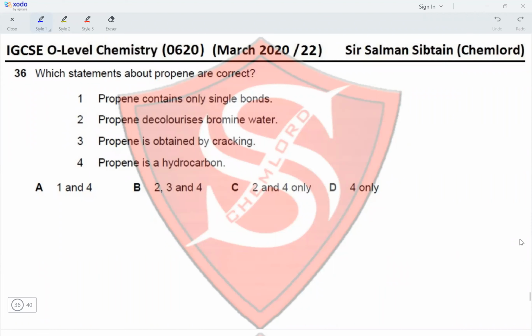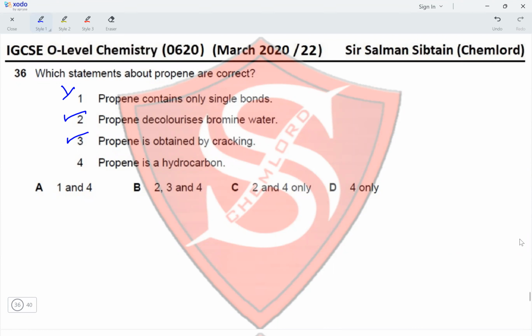Question 36. Which statements about propene are correct? Propene contains only single bonds, then it would have been called propane, not propene. So this is incorrect. Propene decolorizes bromine water. Yes, propene is an alkene, and alkenes decolorize bromine water. Propene is obtained by cracking. Yes, cracking produces smaller fractions of hydrocarbons, and these include alkanes and alkenes.